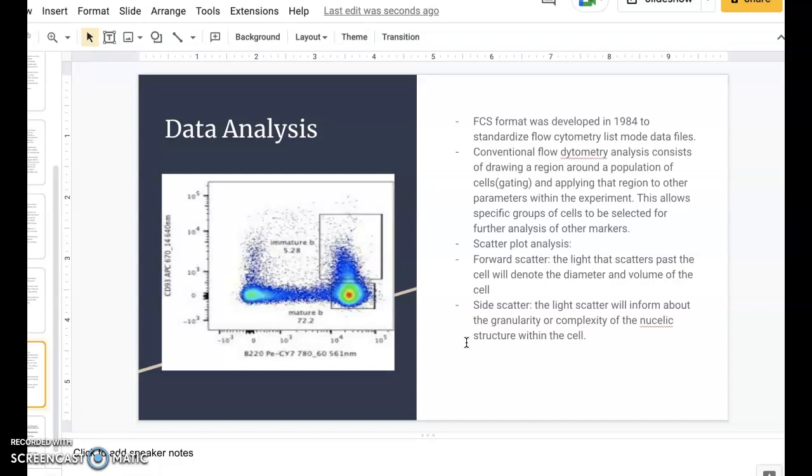For the scatter plot analysis, with a forward scatter, the light that scatters past the cell will denote the diameter and volume of the cell, and a side scatter will inform about the granularity or complexity of the nuclear structure within the cell.